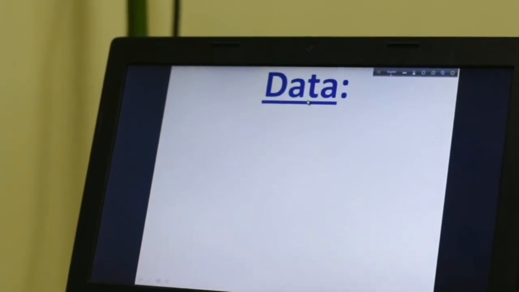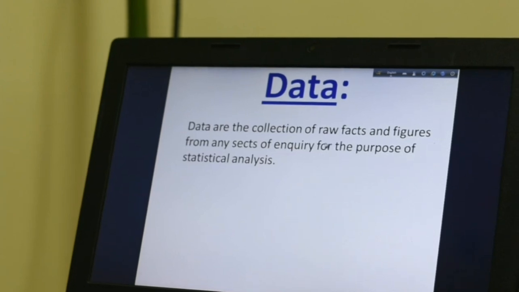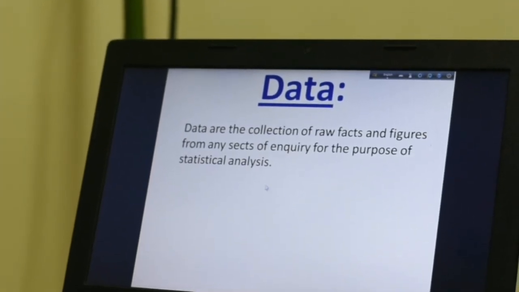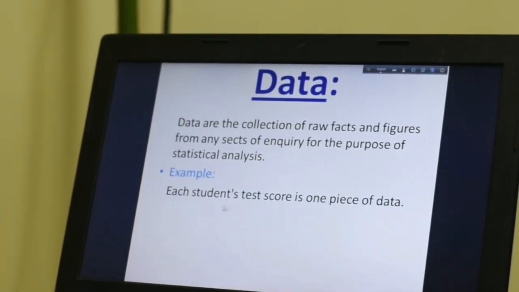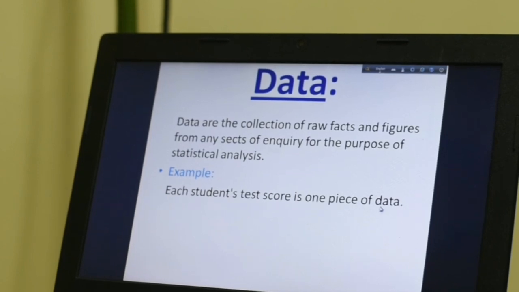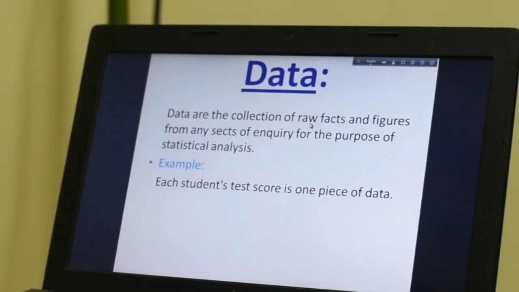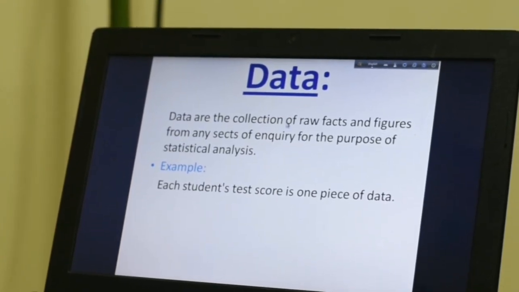Now let's see what is data. Mainly, data is the raw material of statistics. This is the definition of data, the complete definition. For example, if a student's score is 1 piece of data, mainly 1 piece of data. Data is the plural form of datum; its singular form is datum, and the plural form is data.